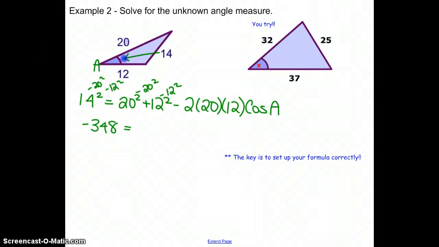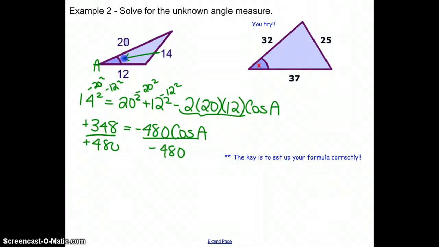348 on this side. Then we can multiply out the 2 times 20 times 12 cos A, and it's a negative sign in front. So we'll get a negative 480 times cos A. Now how do we get cos A by itself? We need to divide by 480 and carry the negative sign with it. So 348 divided by 480, our negatives turn to positives, and we're going to get 0.725 equals cos A.